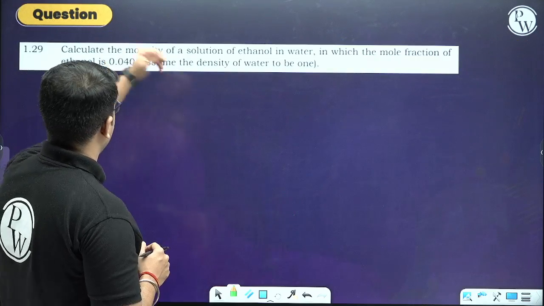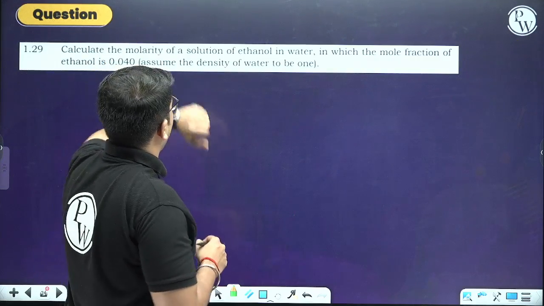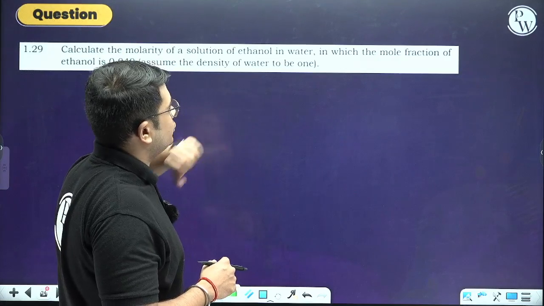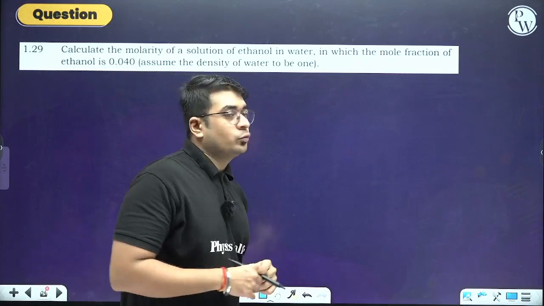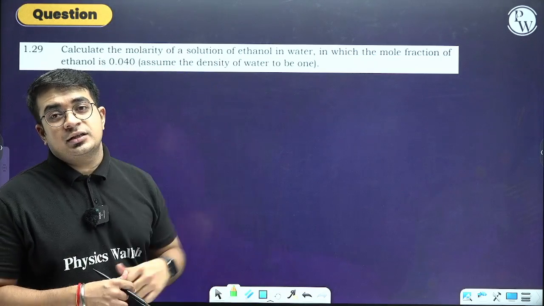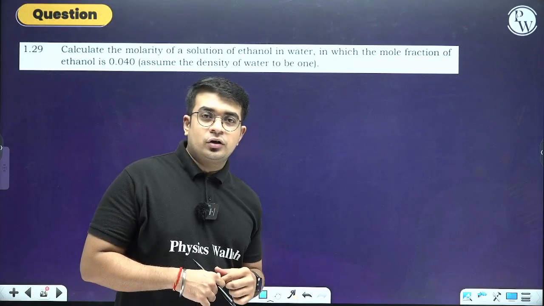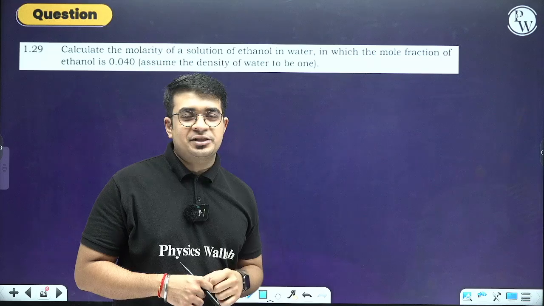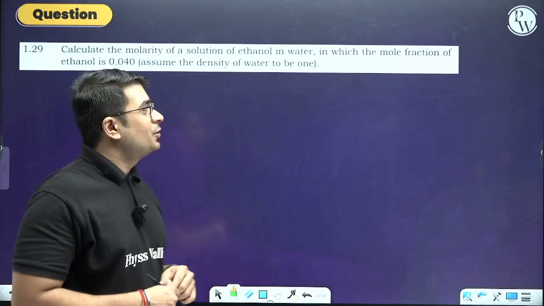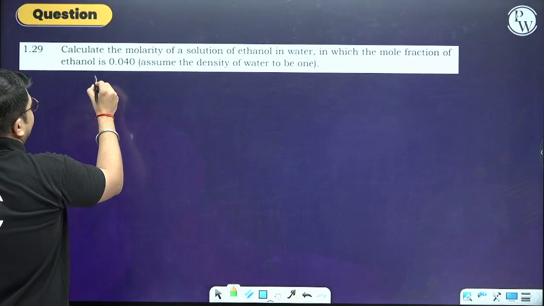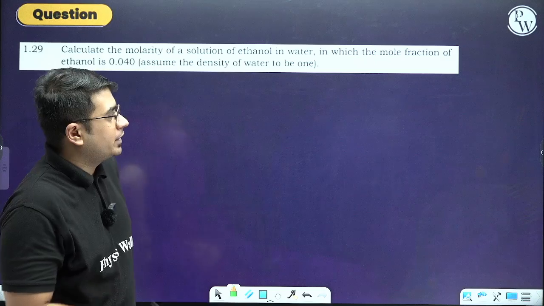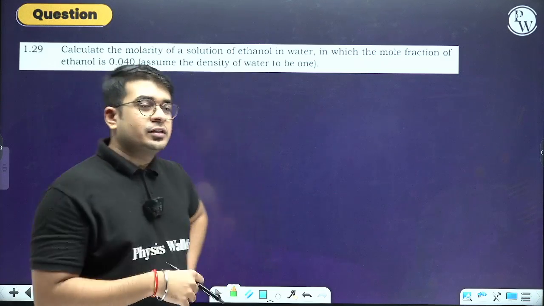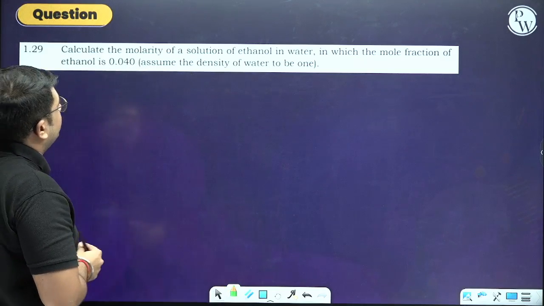Now the next question is from NCERT itself. Calculate the molarity of a solution of ethanol in water in which the mole fraction of ethanol is 0.04. Assume the density of water to be 1. Now this question is quite interesting, because very little information is given in this particular situation. So let's say, because you have to take certain assumptions in this particular case, only then can you solve this particular question.